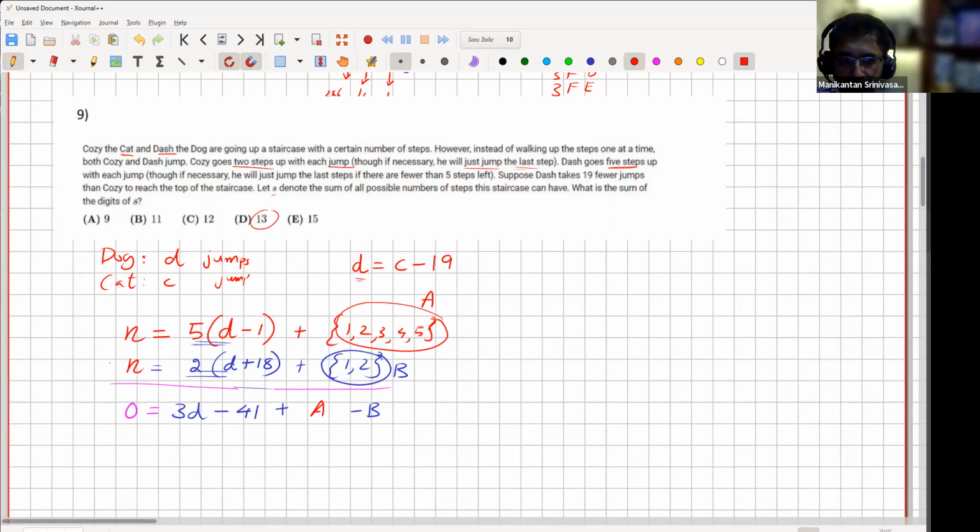Because here D minus 1, because in total it took D jumps, right? D minus 1 full jumps of 5. And then the last one could either be 1, 2, 3, 4, or 5. It might have been a full jump of 5. It might have been just a small jump of 1 for the last one. Makes sense? Thanks for asking.